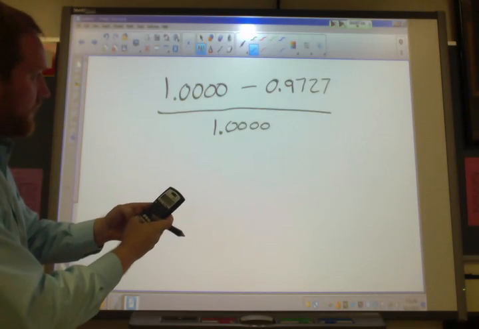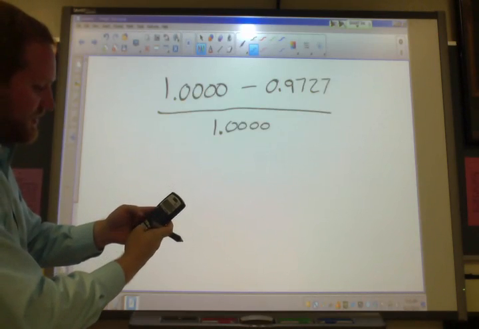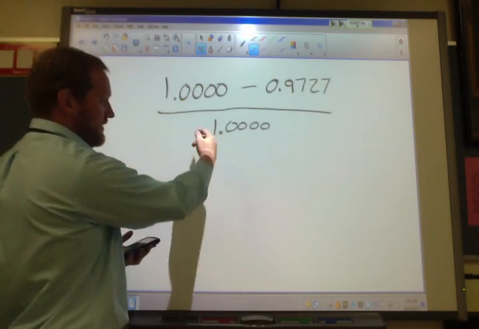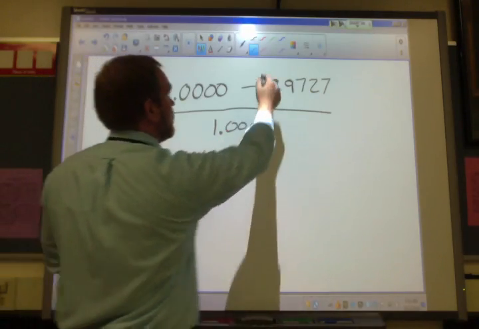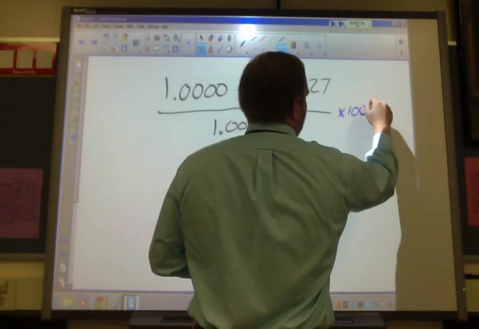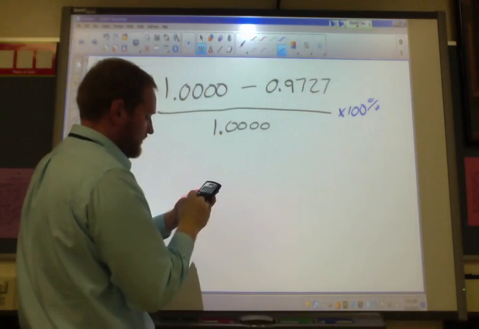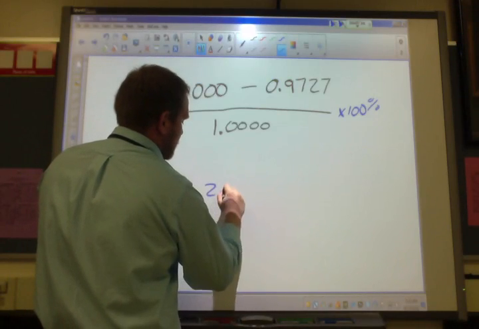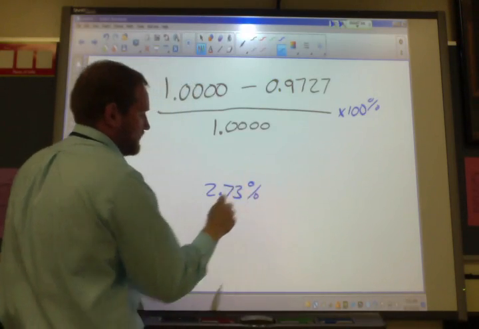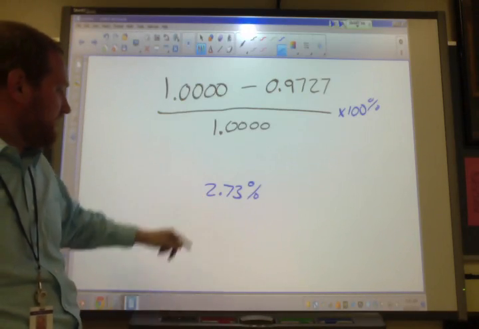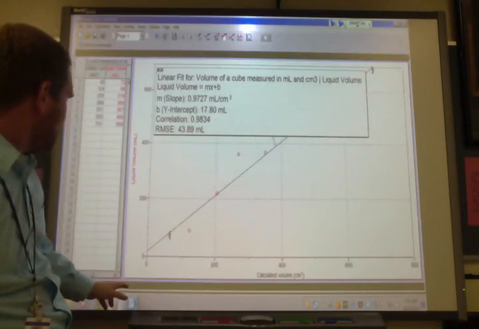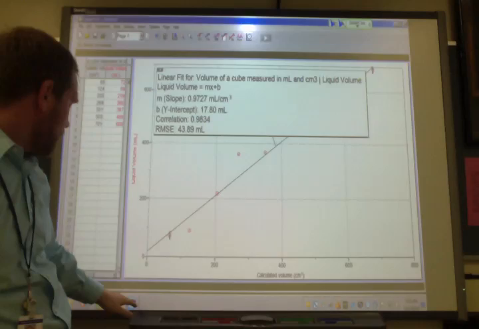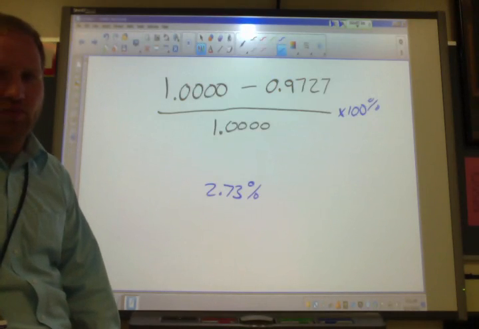1 minus 0.9727 equals, divided by 1, which you don't even really have to do. Keep in mind that will not always be 1 though. Times 100% gives me 2.73%. So you're off by just under 3%. And that makes sense. You wanted it to be 1, but you can see you were just short of it. So your percent error is 2.73%.